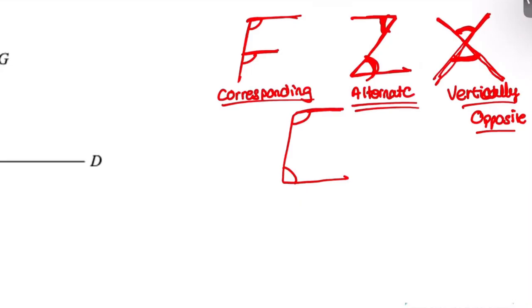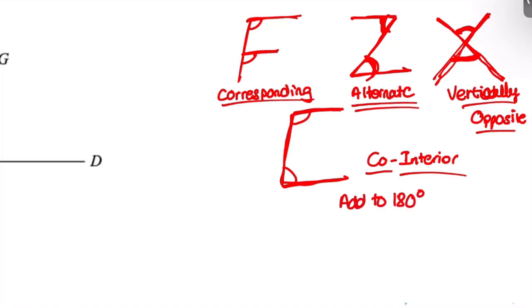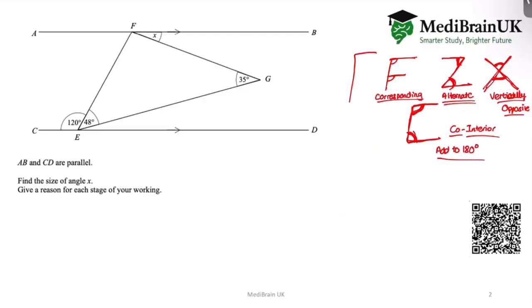And then you have this C shape over here, and the C shape shows you co-interior angles. Co-interior angles are not equal in size. Co-interior angles add up to 180 degrees. So these two angles that you have within the C shape are going to add up to 180 degrees. These top three are going to be equal, and the co-interior angles that you see over here add up to 180 degrees. We looked at this in a previous lesson.